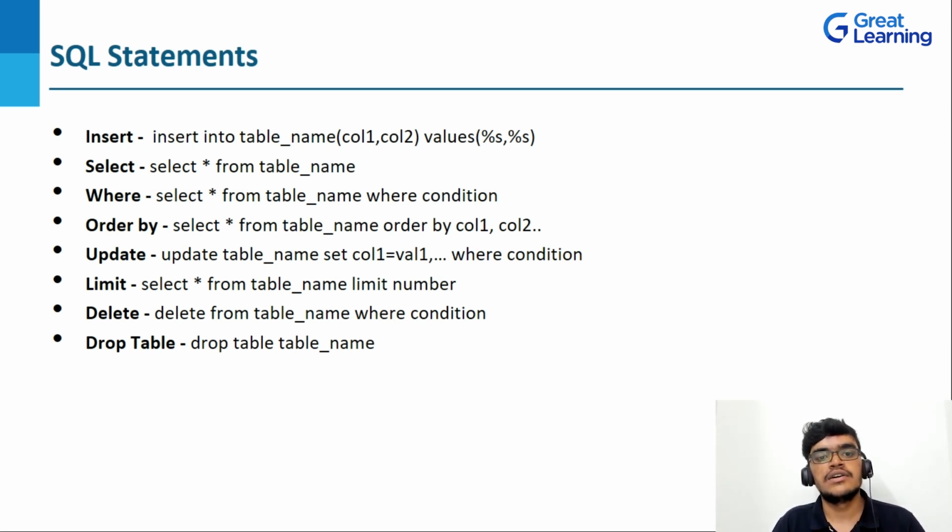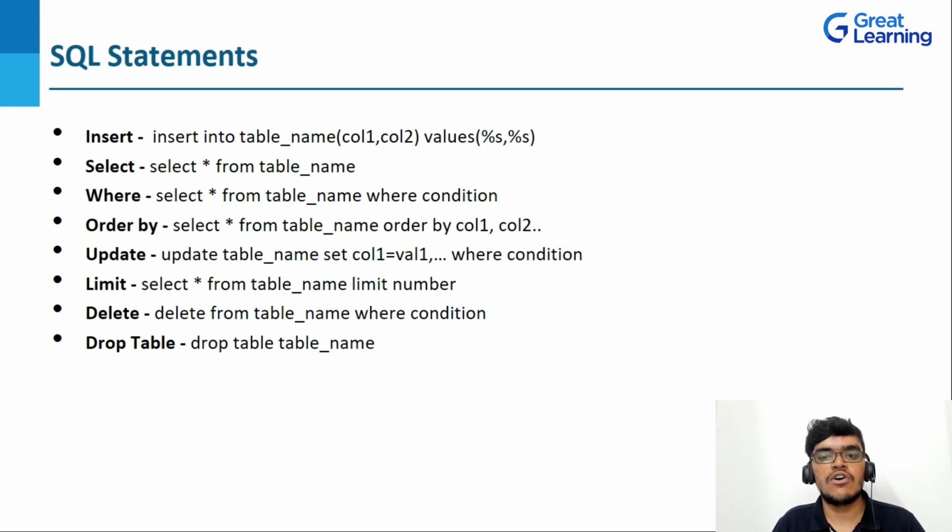Next we have select. When you write select star from table name, whatever records are there will be retrieved at once, right? Moving ahead, we have the where clause. You can use the where clause to give a condition. Here I have written select star from table name where we are giving the condition. Next we have order by.